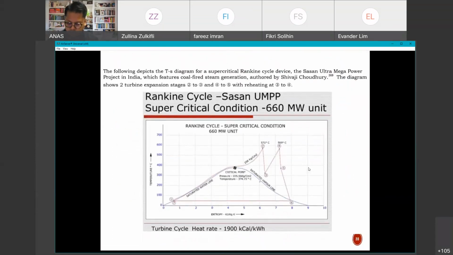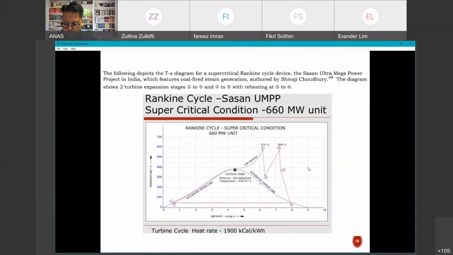So for example, this is a Rankine cycle for a real working plant, Sasan UMPP in India, if I'm not mistaken. Yes, a project in India. This is the diagram given by this particular author. You can see that the diagram shows two turbine expansions, stage 2 to 3 and 4 to 5, and the reheating happens between 3 to 4. So if I can label this, this is the reheating.